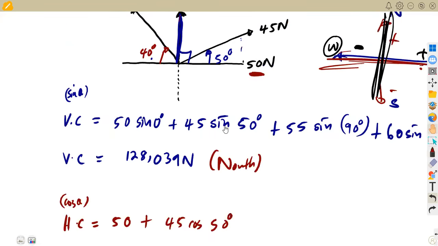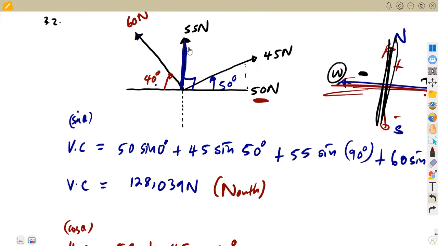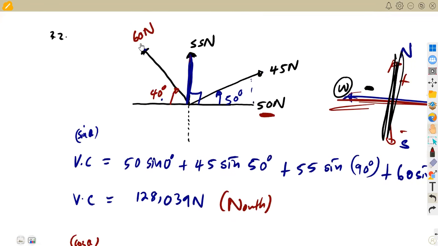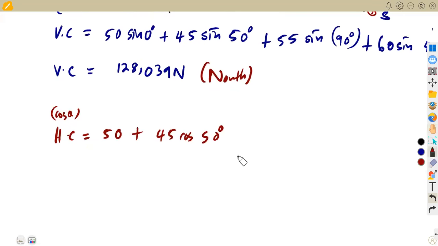We can't have this as a horizontal, guys. 55, look, a straight vertical. So just leave it. Then let's move on to 60. Going to the ground is going to be 60 cos 40, but being on the negative side because it's on the left side of the vertical line, so it becomes a negative. So it's minus 60 cos 40. So this is going to be minus 60 cos of 40 degrees.